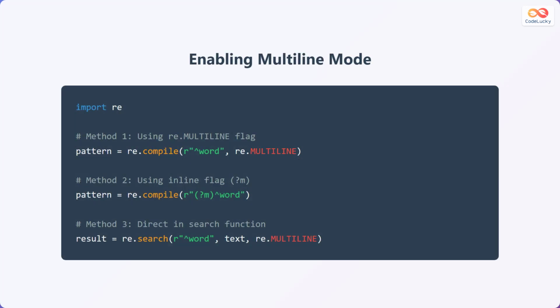There are several ways to enable multiline mode in Python's regular expression module. Method 1 involves using the re.MULTILINE flag directly when compiling the pattern. For example, you can compile the pattern r'^word' with the re.MULTILINE flag. Method 2 uses an inline flag, (?m), within the regular expression pattern itself. For example, you can compile the pattern r'(?m)^word'. Method 3 involves passing the re.MULTILINE flag directly to the search function.